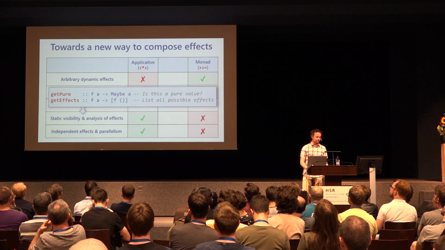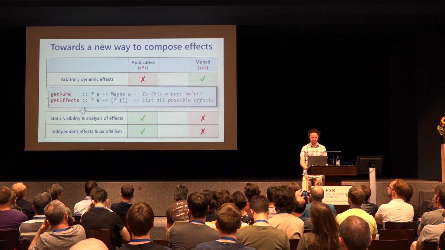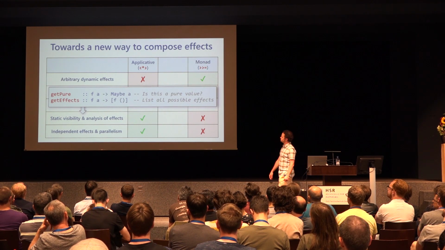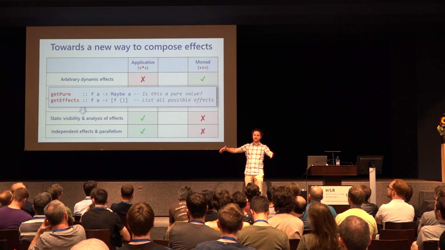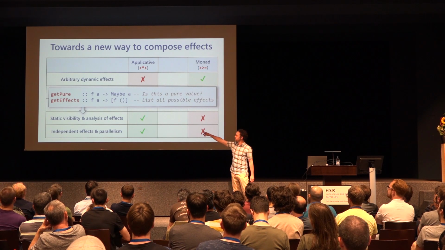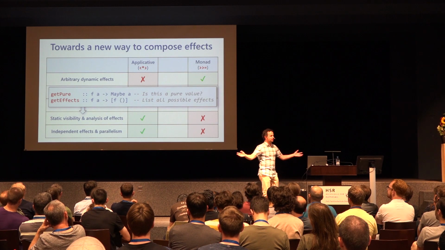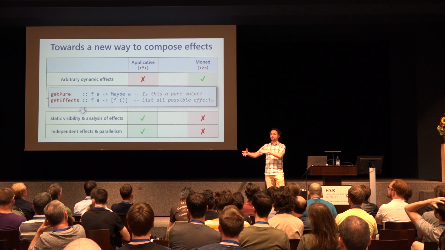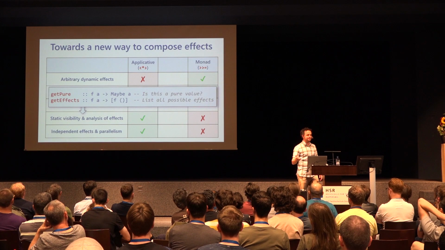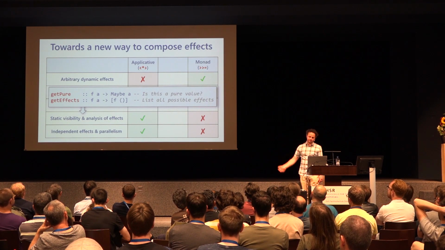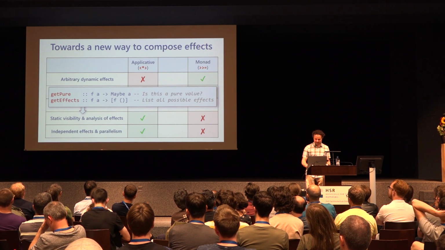And the same goes for static visibility of all the effects before the computation starts. So you can, in principle, by looking at this tree ahead of time, write a function like this: get me all the effects that are in the tree, or check whether the computation is pure or not. So these are some of the functions you can write for applicative functors, but you cannot write them for monads.